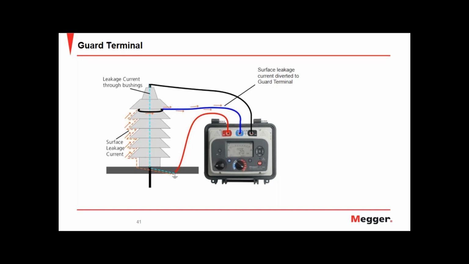In this diagram, we can see the black conductive wrapper wrapped around the bushing. This is in turn connected to the royal blue test lead and is diverted away to the guard terminal, which is the third terminal on the IR tester.